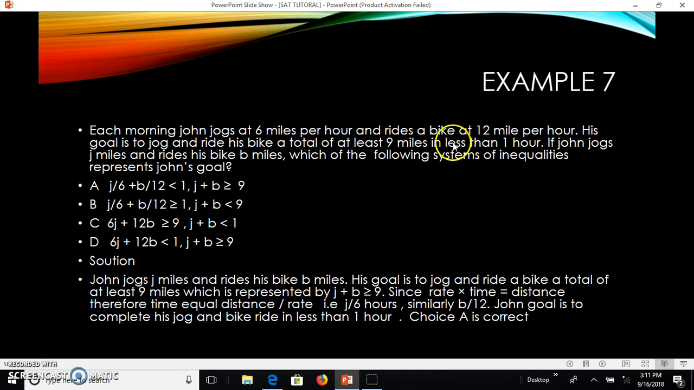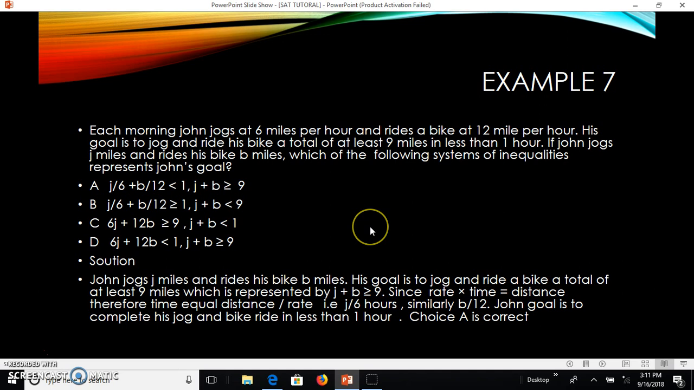What is his goal? His goal is to jog and ride his bike a total of at least 9 miles. This is the total distance he wants to cover in less than an hour. So now let's look at the equations. Which one is showing that?